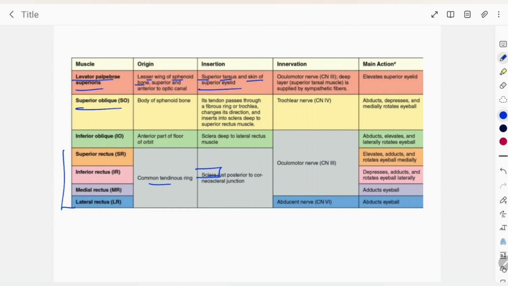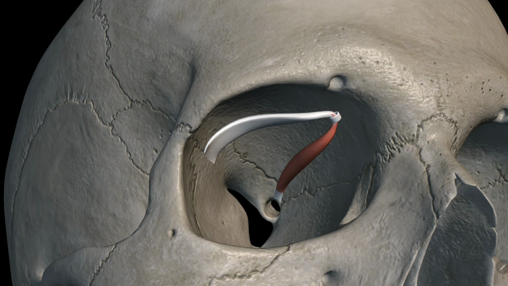Now we are going to talk about the superior oblique muscle. The origin of superior oblique is from the body of the sphenoid bone. If you can make out from this, this is a portion, the lesser wing of the sphenoid bone, from where the origin of the superior oblique muscle is taking place.